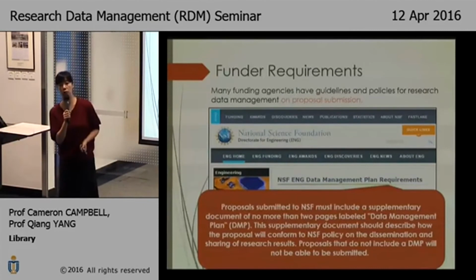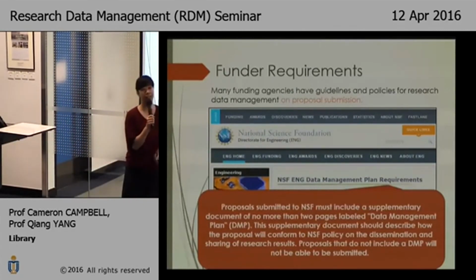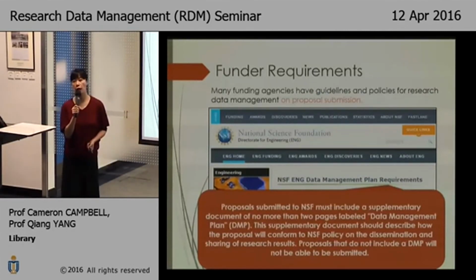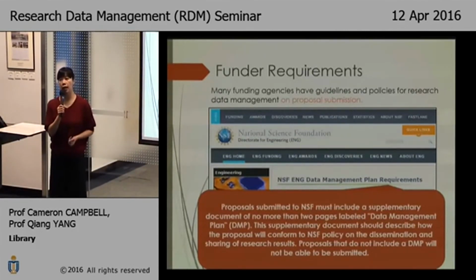Proposals that do not include a DMP will not be able to be submitted. So this is very serious. In the UK, the MRC, Medical Research Council, also has a similar requirement at the proposal submission stage. But in Hong Kong, the RGC, the Research Grant Council, has not yet implemented this kind of requirement. So some of you may say it's lucky, right? But in fact, we are lagging behind.